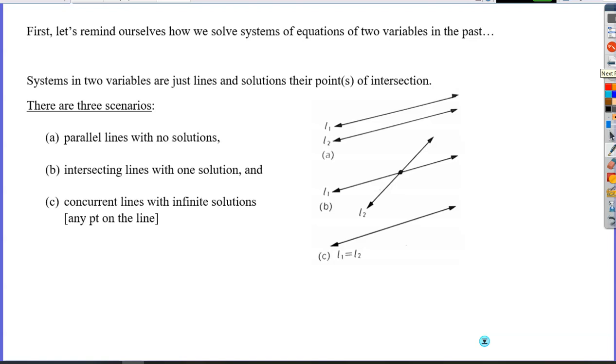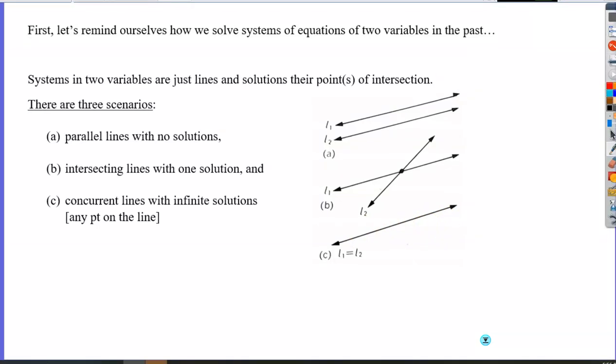Okay, so let's remind ourselves about how we solve systems of equations with two variables in the past. And remember that these are just lines. So when I'm trying to solve a system of equations, I have three different scenarios that can happen. The first one is they can be parallel lines, which means they have no solutions. Remember, solutions are just points of intersection, points that are the same on both things. So if they're parallel, there's no solution. If they actually intersect, then two lines will intersect to form a point or one solution. And if they're concurrent or the same line, then they have infinite solutions. Basically, any point on the one line will be a point on the other. So those are our three things that can happen.